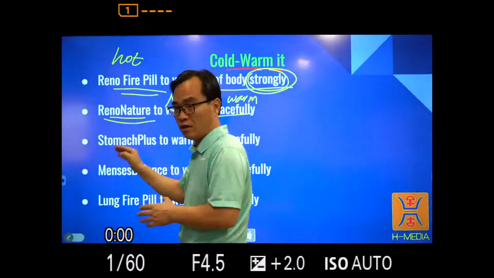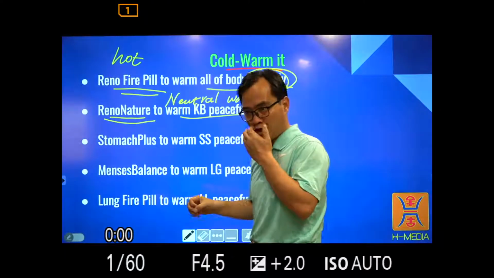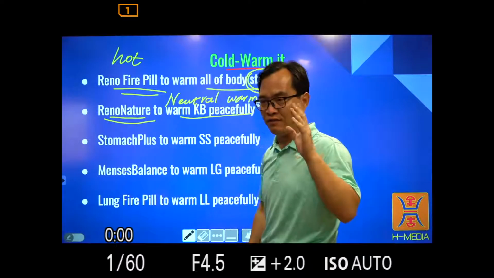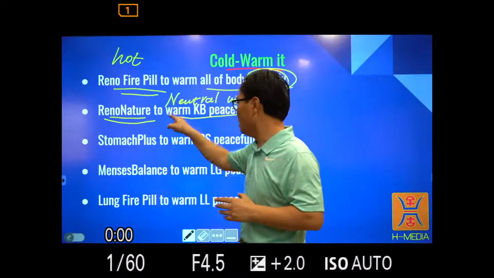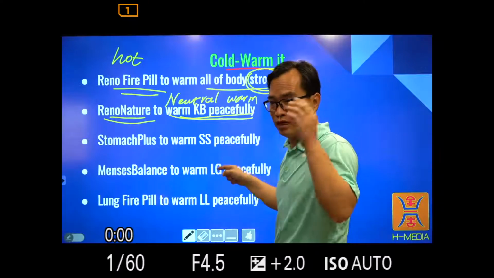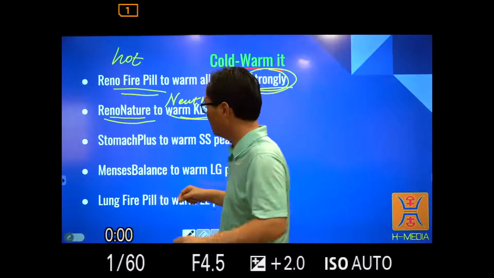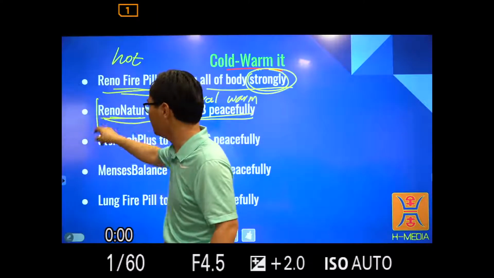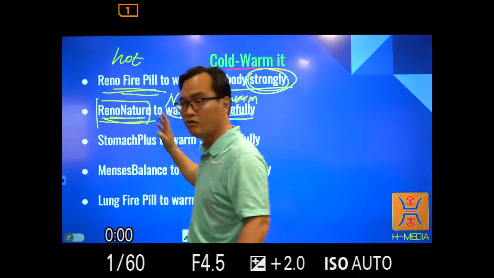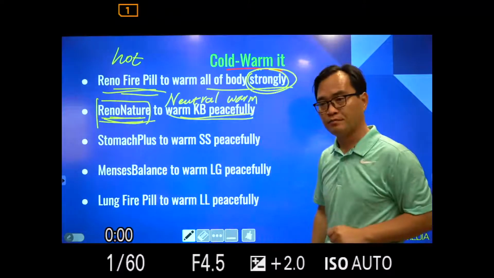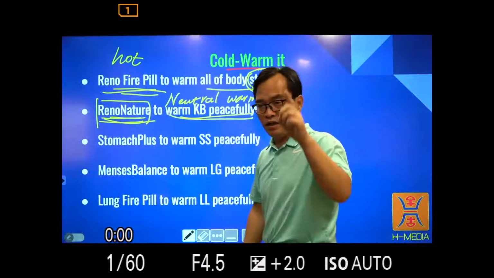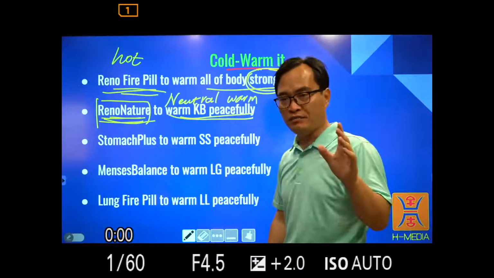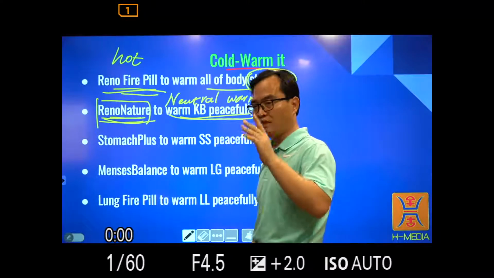The Renal Nature is used for replenishing your kidney water energy and fire energy. For the fire energy, it can warm your kidney peacefully. Sure, it can replenish your water energy also, but Renal Nature is less powerful than Rhino Fire pill, and it can be taken by everybody for maintaining kidney energy because it is peaceful.